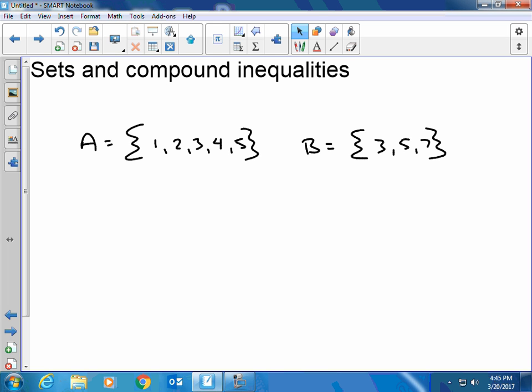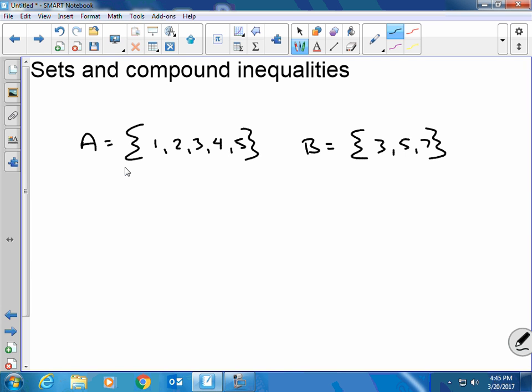I'm going to call A, so I'm going to say A equals this set. That notation there means the set of numbers 1, 2, 3, 4, 5. So A is defined to be strictly the numbers 1, 2, 3, 4, 5. I'm going to define B as a set of numbers 3, 5, 7.